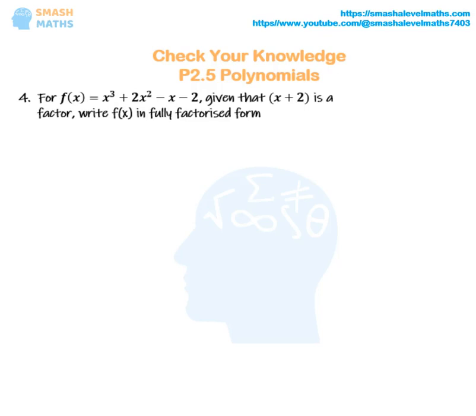Okay, so we've got to write this function f of x in fully factorised form, and the standard procedure for this one will be to go down the route of long division, and indeed most mark schemes, when you have a look at them, will use long division, but I'm going to do it via inspection.